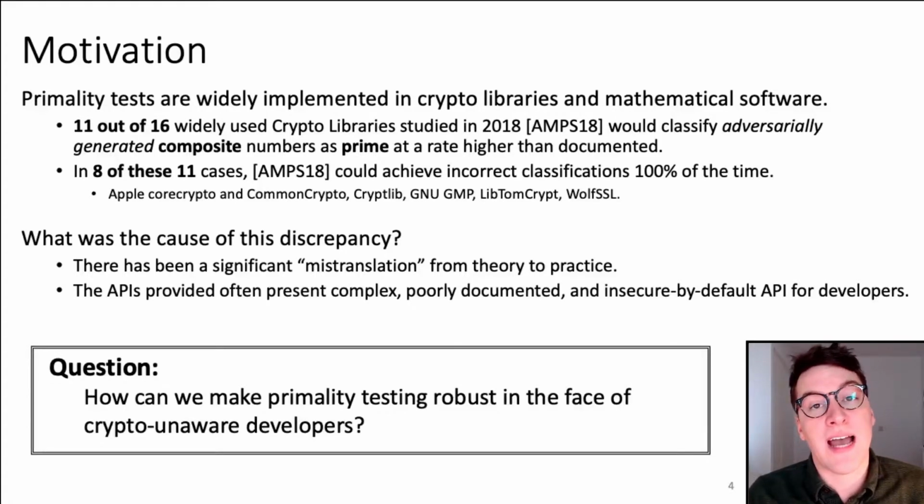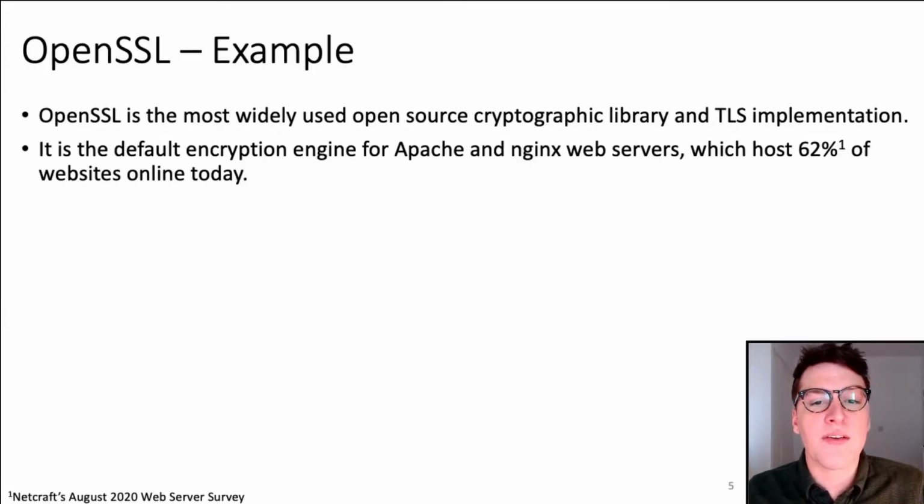So in this work, we look at how we can mitigate these issues to make primality testing robust in the face of crypto unaware developers, and hope that the lessons learned here will raise awareness of this issue more generally. So I'm now going to start with a small example in which we'll look at OpenSSL and see their primality test API and some of its documentation.